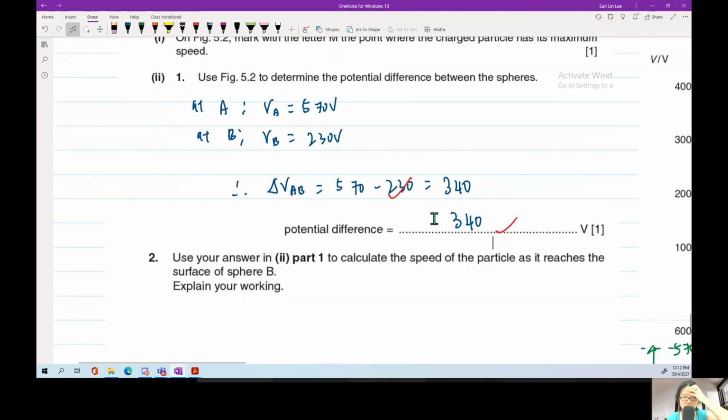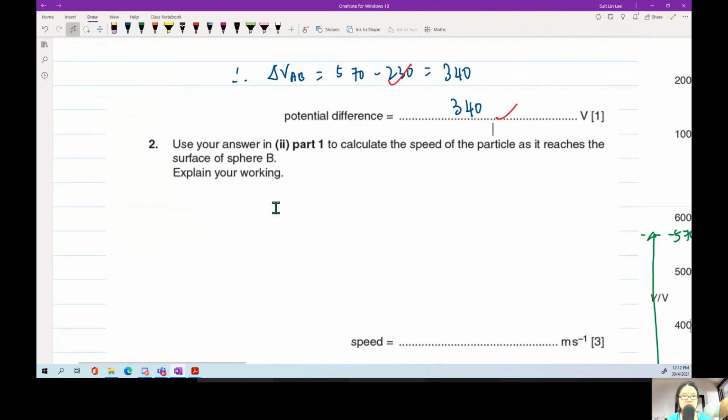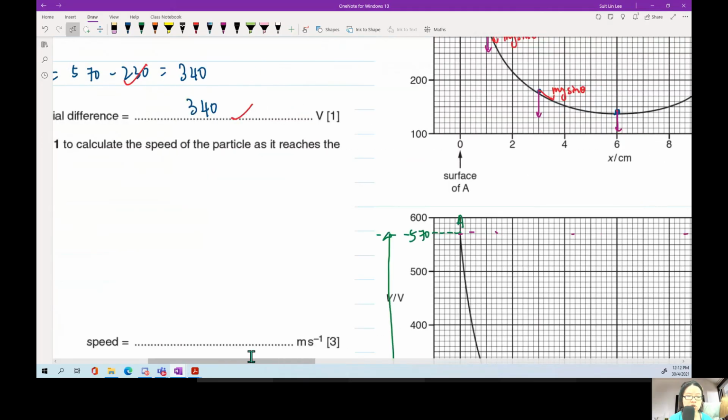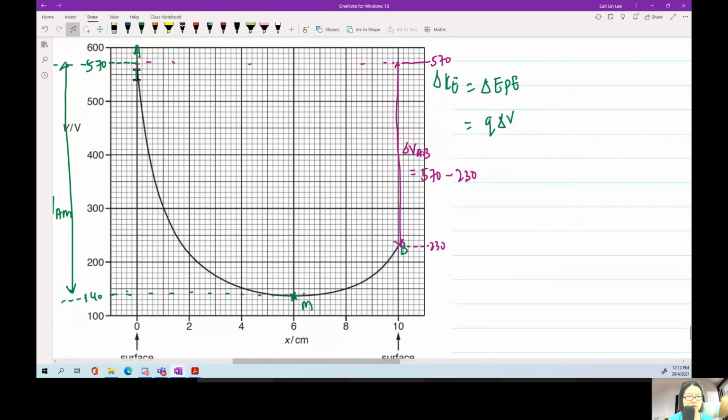Okay, using this 340, calculate the speed of the particle as it reaches the surface of sphere B. Explain your working. So as it travels from A to B, if you look at this graph, there's a change in potential energy. Potential energy decrease, potential energy increase, but there's a net change. So the net change can be calculated using delta VAB. Just like if this is gravitational potential energy, it's the same idea. You don't have to care where the bottom is, you just find the change in height.